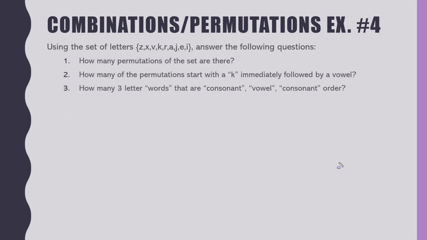Okay, let's take a look at another one here. There are 3 questions to be answered. Using the set of letters, answer the following questions. How many permutations of the set are there? How many of the permutations start with a K immediately followed by a vowel? And how many 3-letter words can you create that are consonant, vowel, consonant in order? We are not allowing duplicates here, so use a letter once and it's over. Got to understand the questions? All right, go for it.